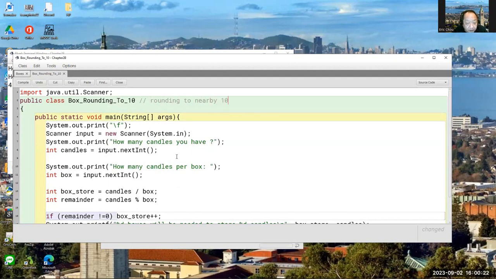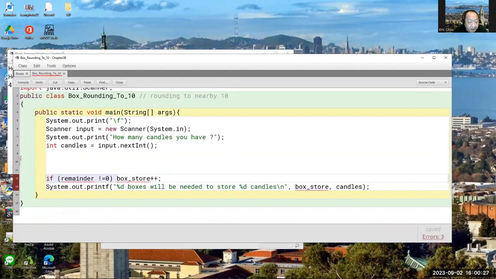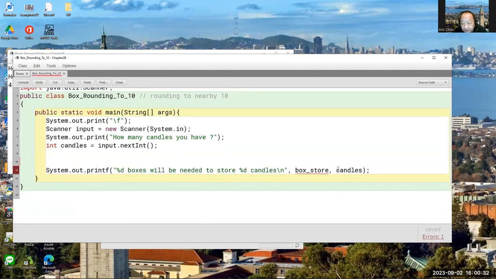Okay, so we do have a number of boxes, and we are going to do a calculation. I'm going to do it like this. So many candles will be rounded to how many tens?